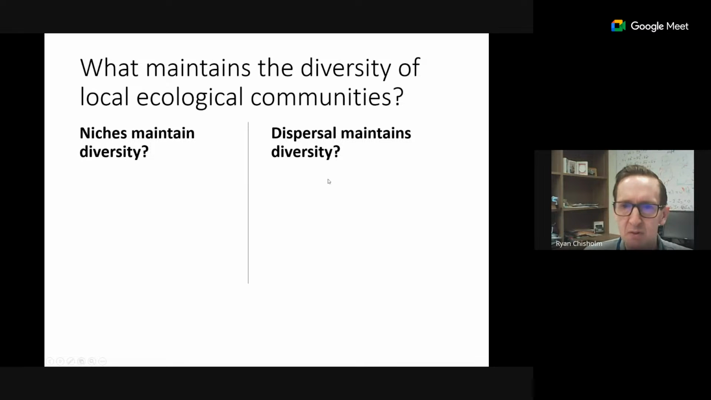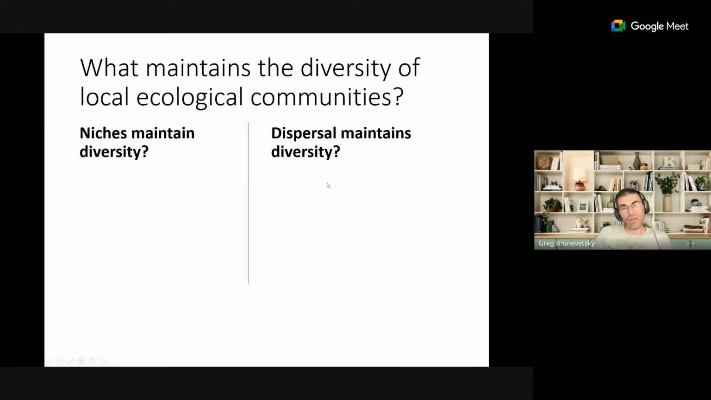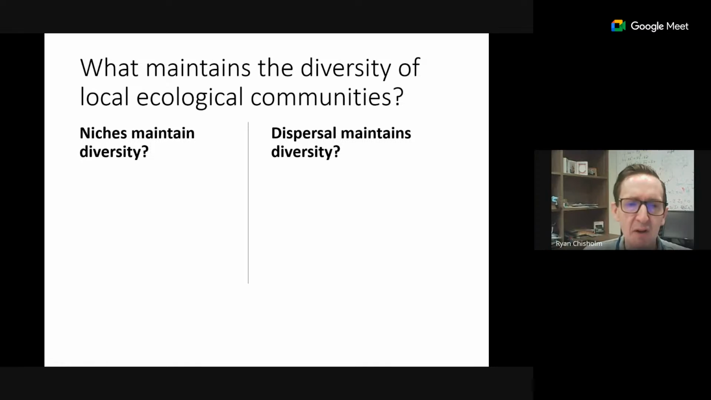Another one is just the dispersal. Question. Yeah. How would you estimate something like this? I guess, how would you have an idea of one animal's diversity of environments?